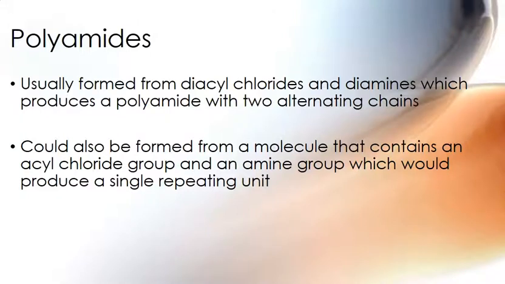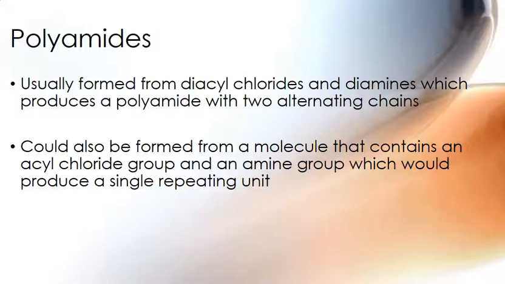Okay, so the second type of condensation polymer is a polyamide. And polyamides are usually formed from diacyl chlorides and diamines. And so you get that polyamide. And again, you get the 2 alternating chains, just like the polyester. Now you can potentially have a molecule that has both functional groups on there and joins up. Most of the time we would call that an amino acid, and what they join up to form is a peptide. And please do have a look at my amino acids and peptides video for more details on that.